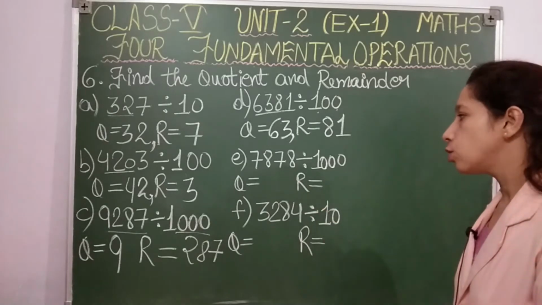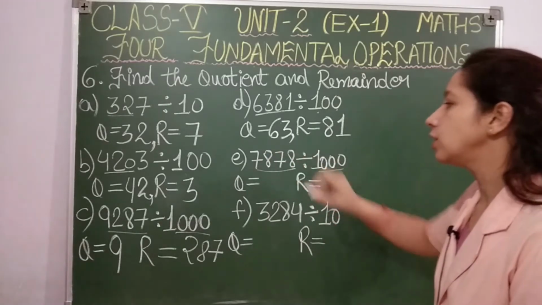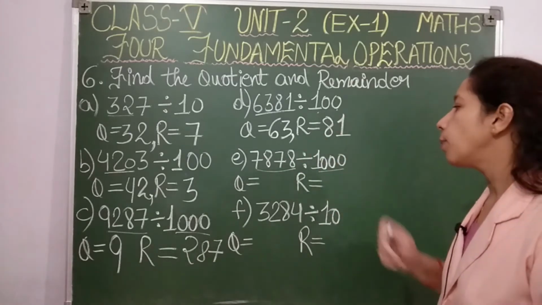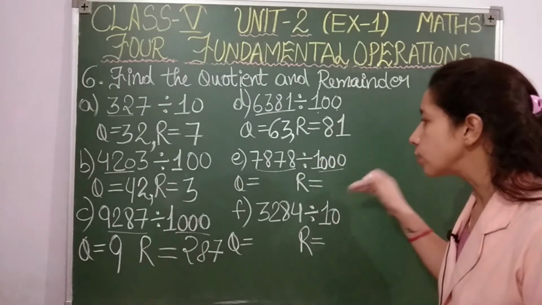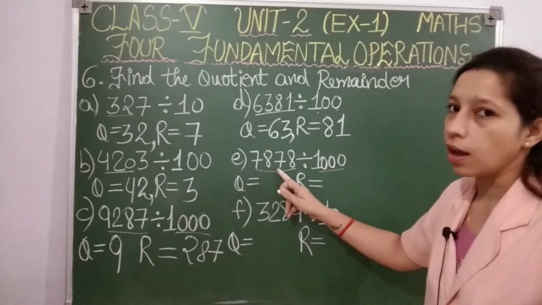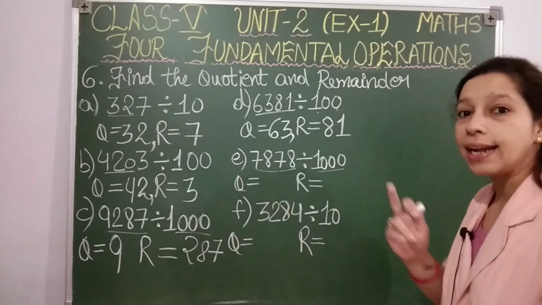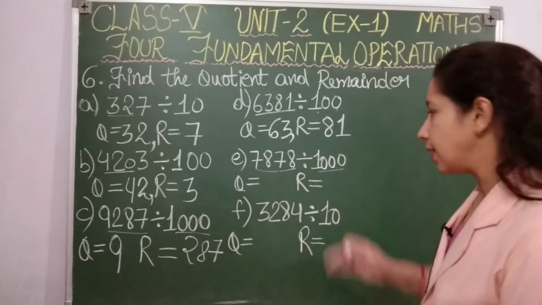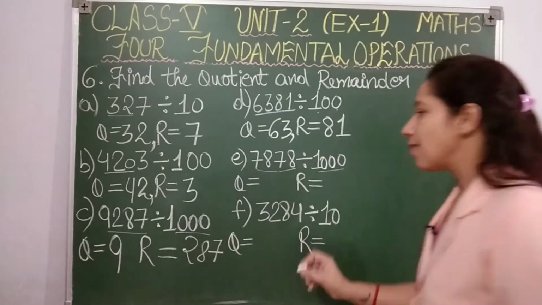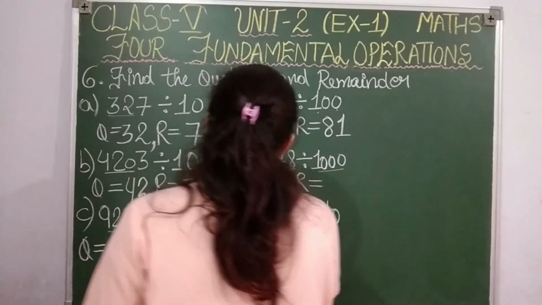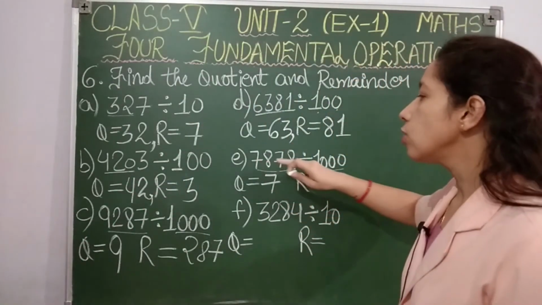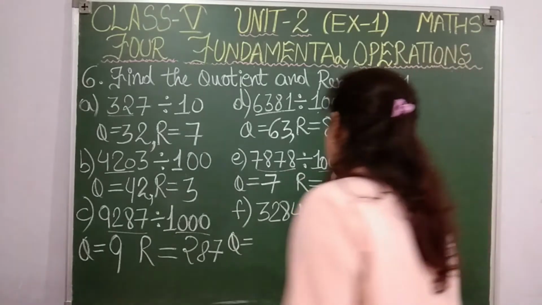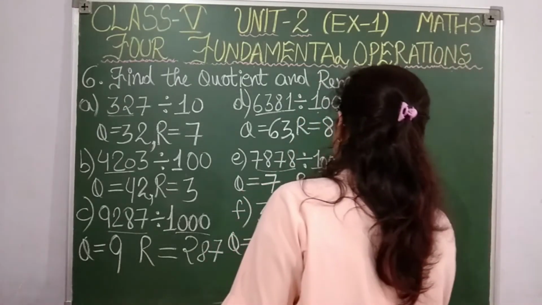Okay, point number E, students, 4 digit number, directly calculate. 7878 divided by 1000. So in the thousands table, are you going to get this number? No, but less than it surely you will get. You will get it by multiplying 1000 by 7, isn't it? 1000 sevens are 7000. So quotient will be 7 here. Now 7878 minus 7000. How much is left? 878 will be our remainder.